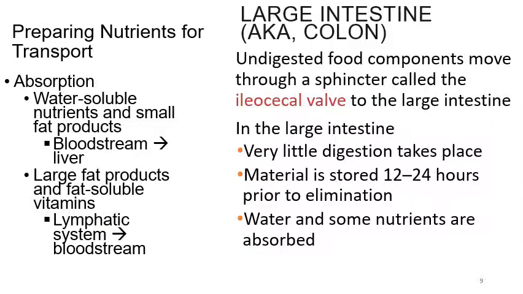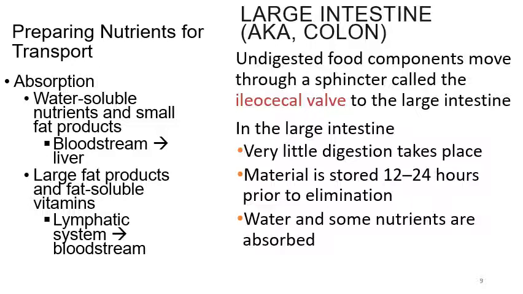Preparing nutrients for transport. Absorption. Water-soluble nutrients and small fat products go from the bloodstream to the liver. Large fat products and fat-soluble vitamins go from the lymphatic system to the bloodstream.